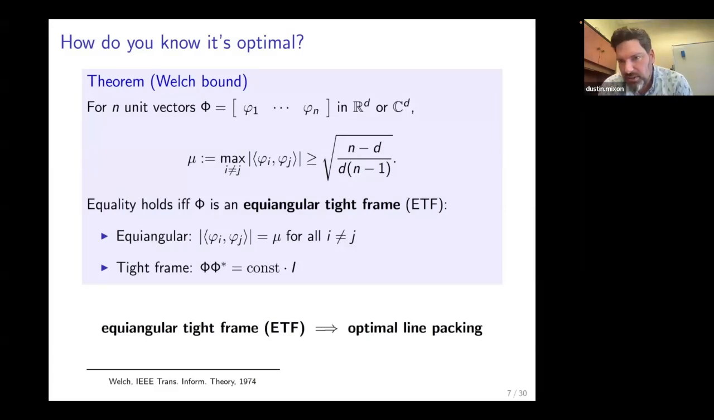There are other cases where ETFs, equiangular tight frames, don't exist. It's sometimes not possible to achieve equality in this lower bound. But when you can, you're definitely in optimal line packing by virtue of the Welch bound.